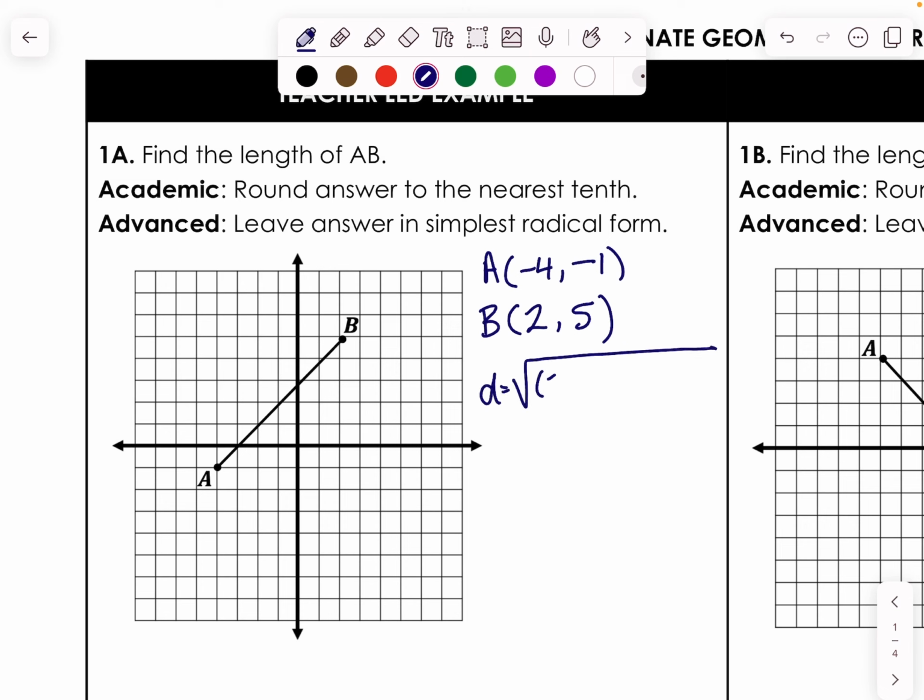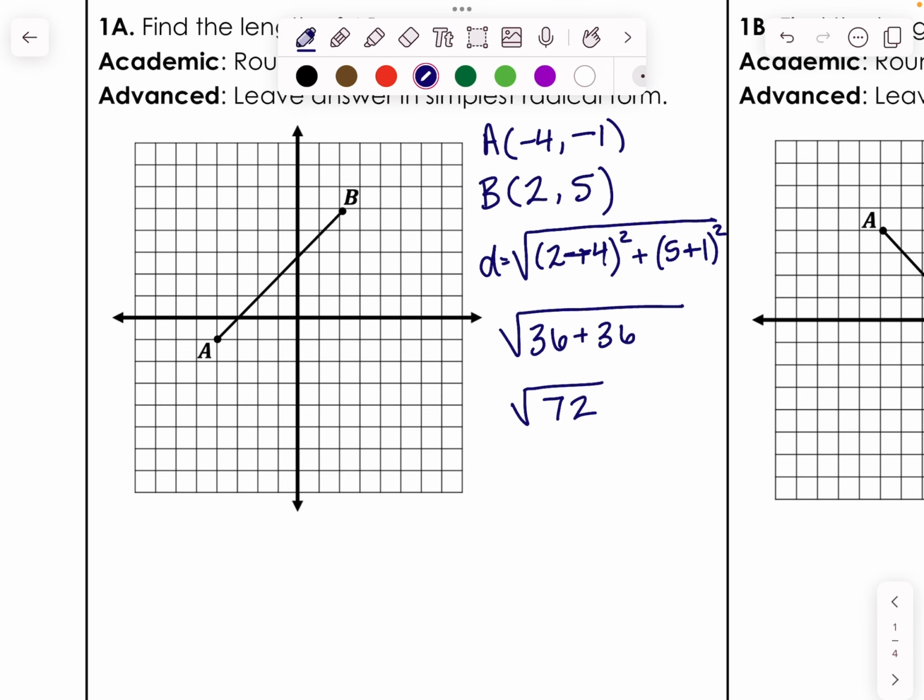All right, so that's x2 minus x1 squared plus y2 minus y1 squared. Those double negatives are going to become positive. Then if we simplify, 2 plus 4 is 6, and 6 squared is 36. And then 5 plus 1 is 6, and 6 squared is also 36. So then that's the square root of 72. For academic, all you have to do is put that into your calculator and get a decimal. So as a decimal, your distance is going to be 8.5.